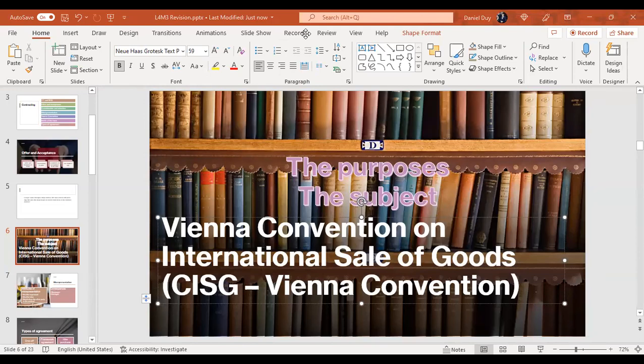Sorry, I'm not really sure if my answer will be correct, but the Vienna Convention on International Sale of Goods is basically like it guides different countries on which law they use in terms of their contracts. So all the countries that are in the Vienna Convention use the same contractual terms when they're entering contracts with each other, or if a country is not part of the CISG, they follow the laws of the Vienna Convention.